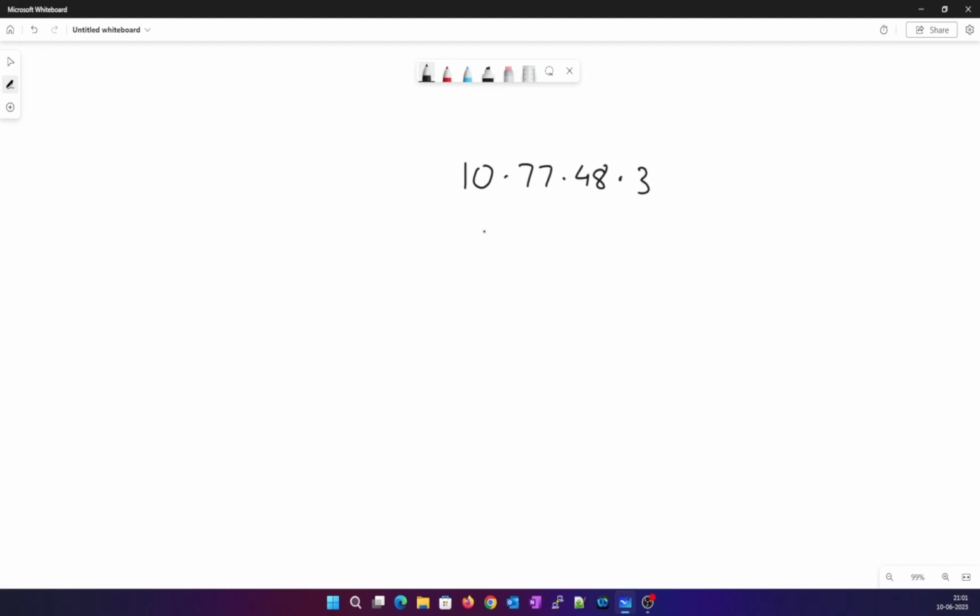10.77.48.3, and the subnet mask that was written was 255.248.0.0. Okay, so the same calculation that we saw for an easy mask, we'll do the same kind of calculation. Wherever there is 255, copy that particular octet, so this becomes 10. Wherever there is 0, copy those octets as zeros. Now, we just have one octet left, which is 248.